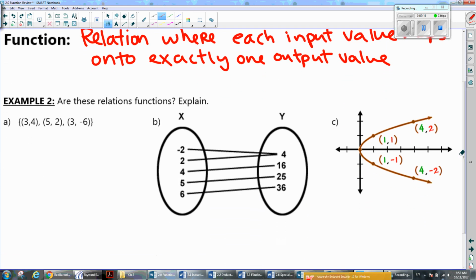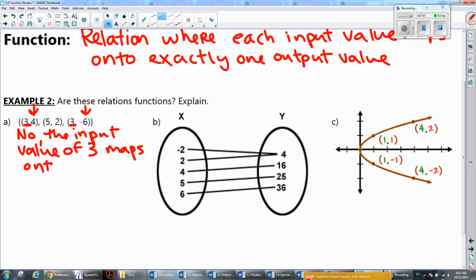So we're trying to figure out, are these relations functions? Well, if I look at my input here of 3 and 3, do they have the same output? No, one time you get 4, one time you get -6. So is this a function? No. The input value of 3 maps onto 2 output values, and then we have to name them. 4 and -6.